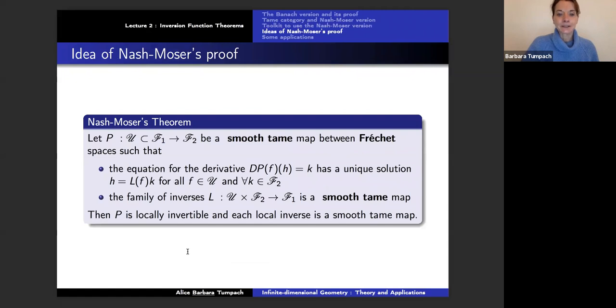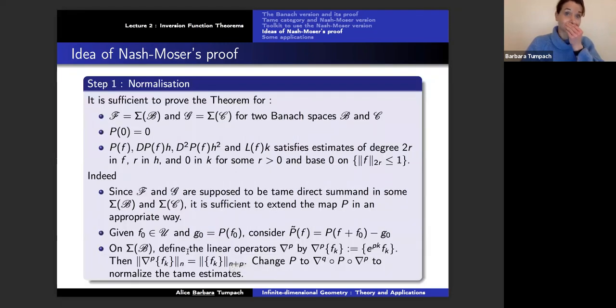And here again, the Nash-Moser theorem. Okay, give me 5 minutes to go. We also started a few minutes late, so okay. We will postpone the questions until the end. I will go exactly to the point.